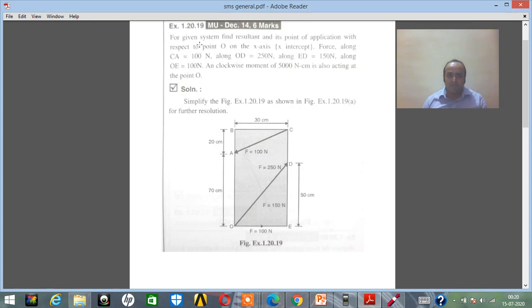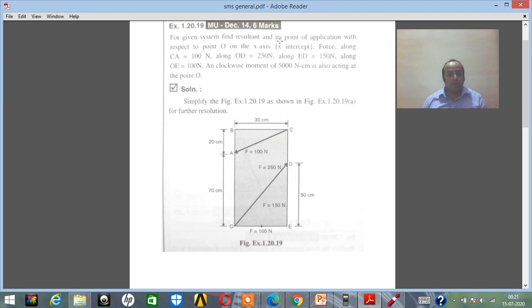For the given system, find the resultant and its point of application with respect to point O on the x-axis, that is the x-intercept. Force along CA is 100 Newton, along OD is 250 Newton, along ED is 150 Newton, along OE is 100 Newton, and additionally, apart from the figure, a clockwise moment of 500 Newton centimeter is also acting at the point O.